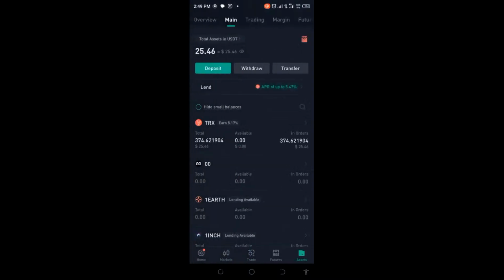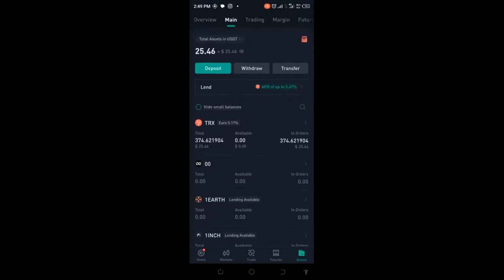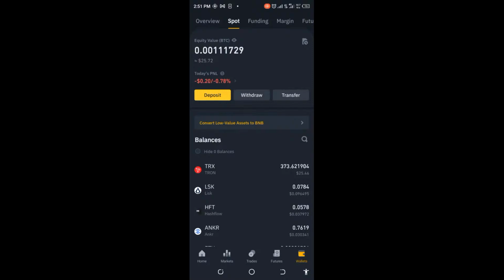Okay, let me be sure that it's still waiting for it to move. Once it arrives in Binance, I'll give you the results. See you shortly. Okay, so the TRX has arrived. The value is saying 25.46. Let's go and check how this goes.